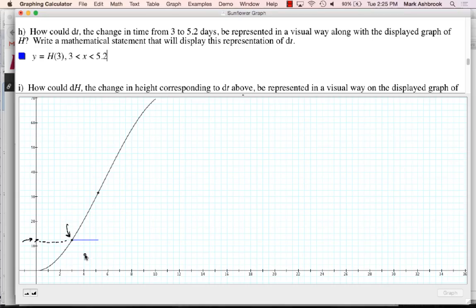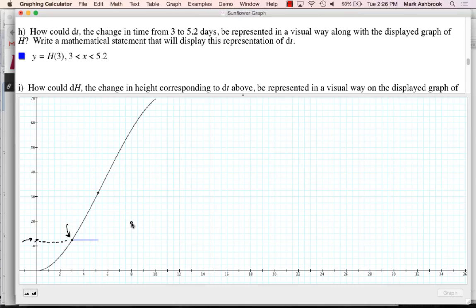That was supposed to be a straight dotted line, not dipped. Okay. So H of 3, the point, is not the value of the dependent variable. The point is both taken together. It's 3 and H of 3. 3 is on the x-axis, H of 3 on the y-axis.